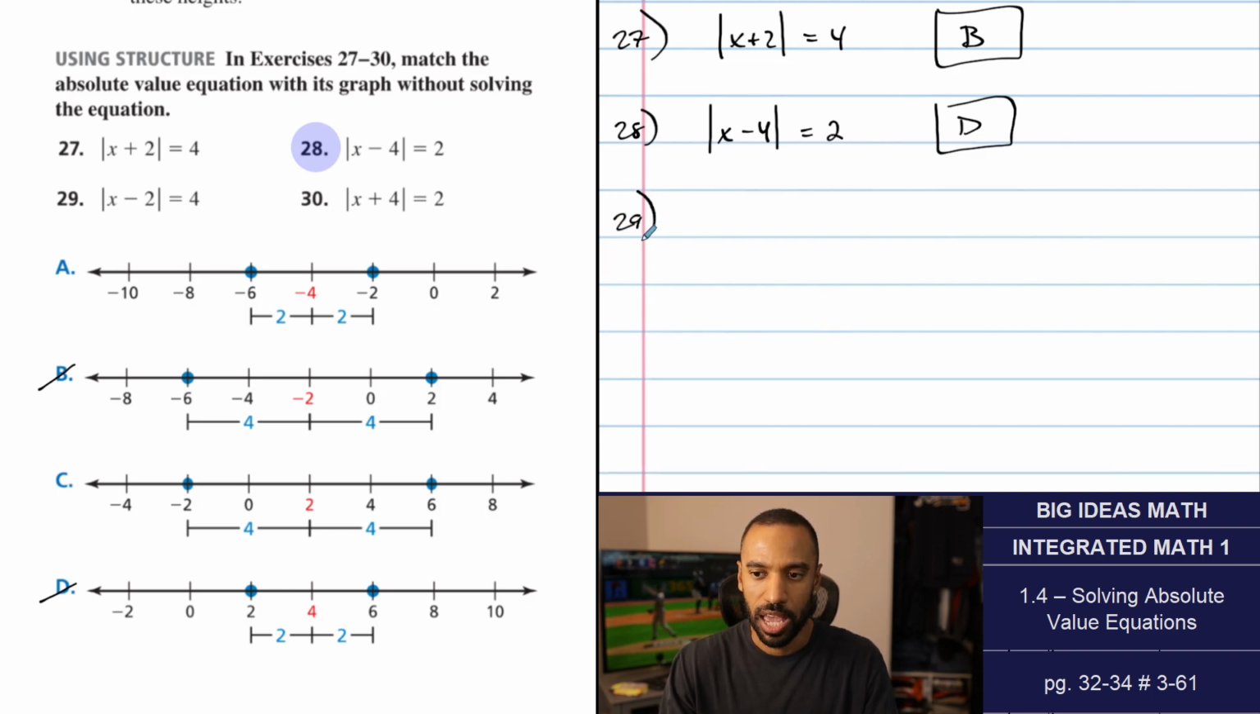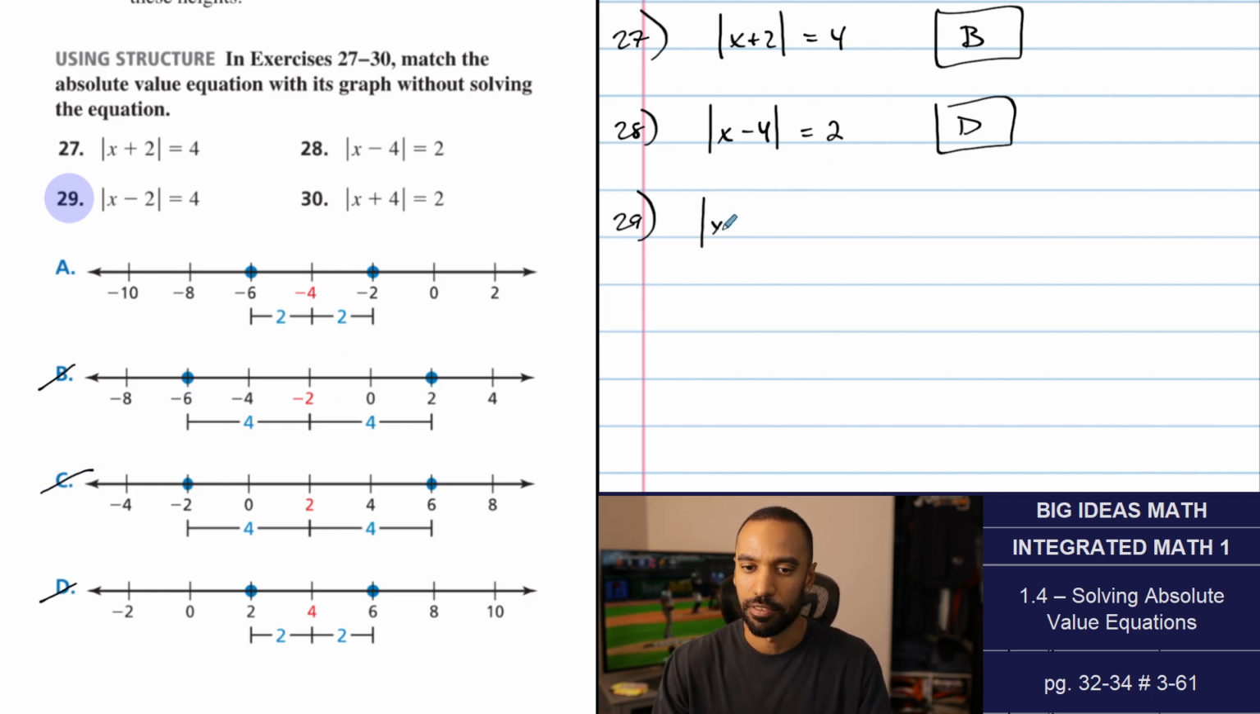Down to 2 more, and this almost becomes a process of elimination, but even if you're selecting the right answer, I want you to work on why this is what it is. We're going to go 4 units away from 2 in either direction. 4 units away from 2, 4 units away from 2, and boom, we hit those 2 answers. You can try and plug them in, but this one's going to be C. Absolute value of x minus 2 equals 4. That graph is C.